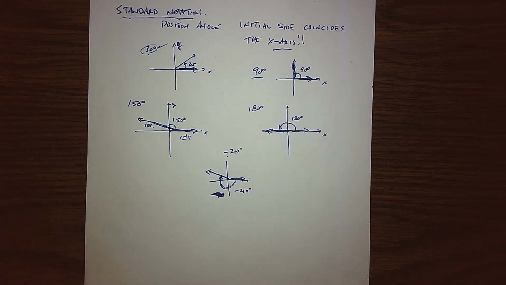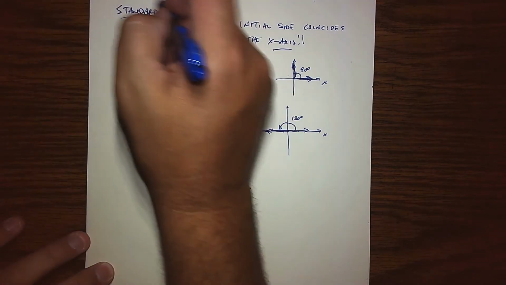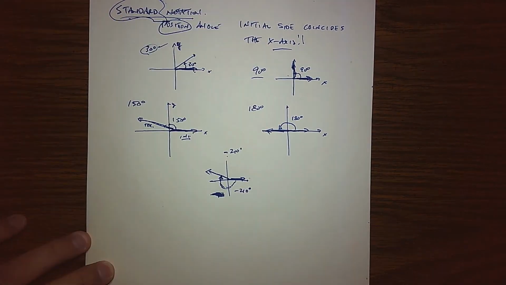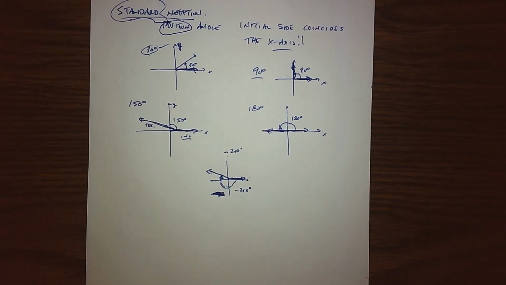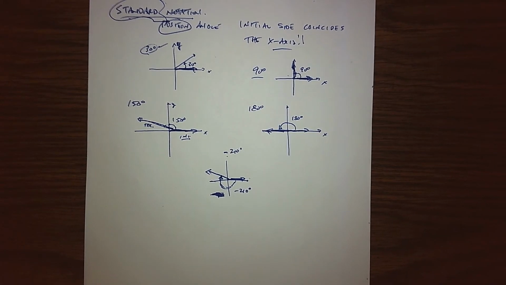Hopefully that gets you going. Again, we usually want to consider ourselves in standard position. That way everybody has the same picture in mind, even though we could have done 30 degrees over here or 30 degrees over there. So standard position is relatively important.